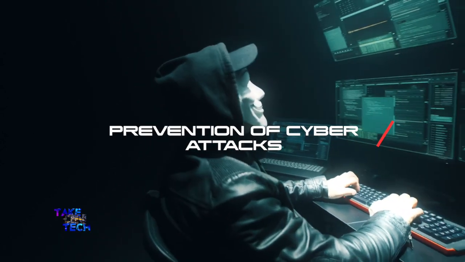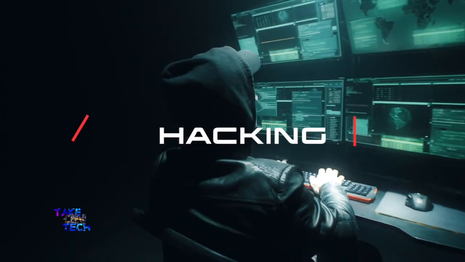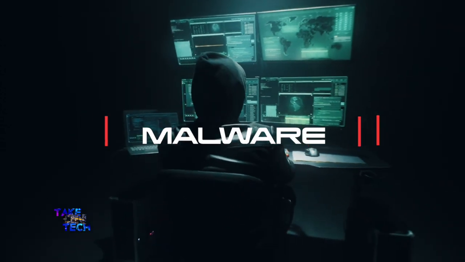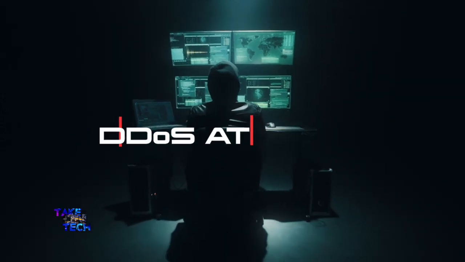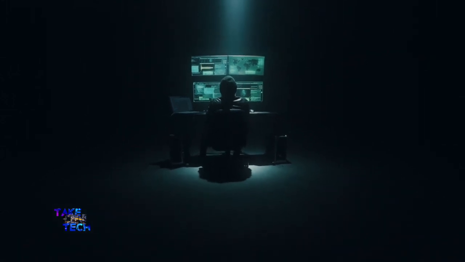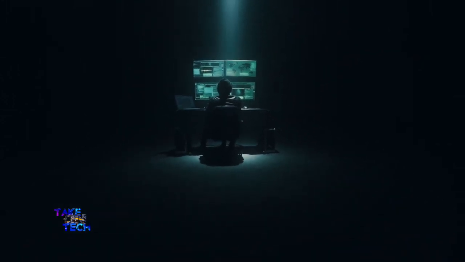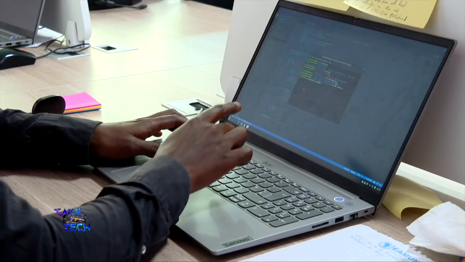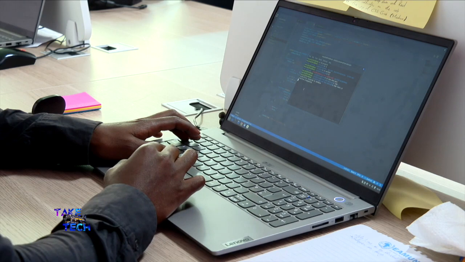2. The prevention of cyber attacks. Cyber threats such as hacking, malware, phishing, and DDoS attacks can compromise the integrity of the DNS infrastructure. Therefore, implementing robust cybersecurity measures can help prevent such attacks, safeguarding the stability and availability of online services in Kenya.